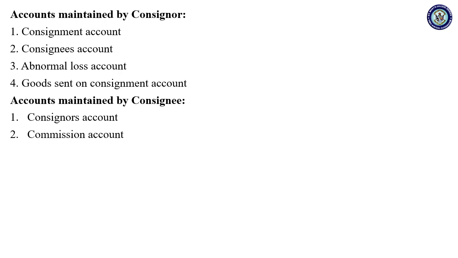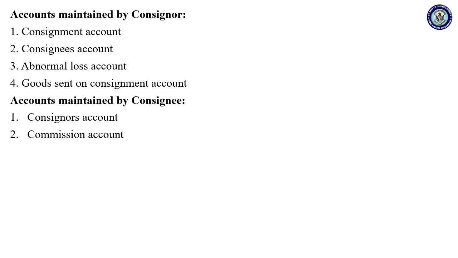First, the accounts maintained by the consignor. The consignor is going to maintain four main ledger accounts: consignment account, consignee's account, abnormal loss account, and goods sent on consignment account. The consignee is going to maintain only two ledger accounts: one is the consignor account, because the consignor is the supplier of the goods, and the commission account, because he is going to receive the commission. So the consignor maintains four main ledger accounts and the consignee maintains two.